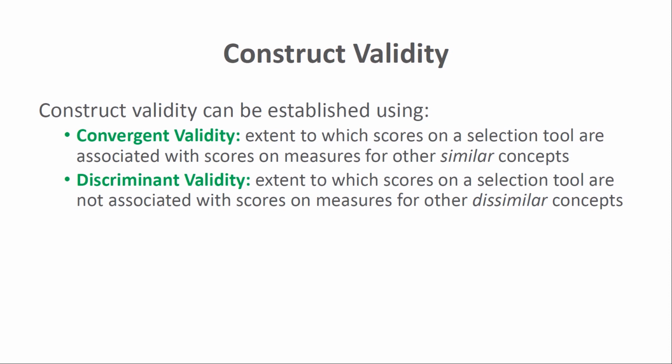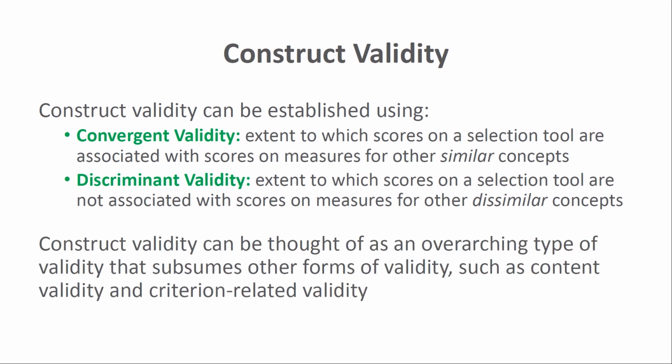So again, construct validity can be established using convergent validity and discriminant validity, and it really can be built upon. The case for construct validity builds upon content validity and criterion-related validity as well. In other words, construct validity can be thought of as an overarching type of validity that subsumes other forms of validity such as content validity and criterion-related validity, which I just mentioned.